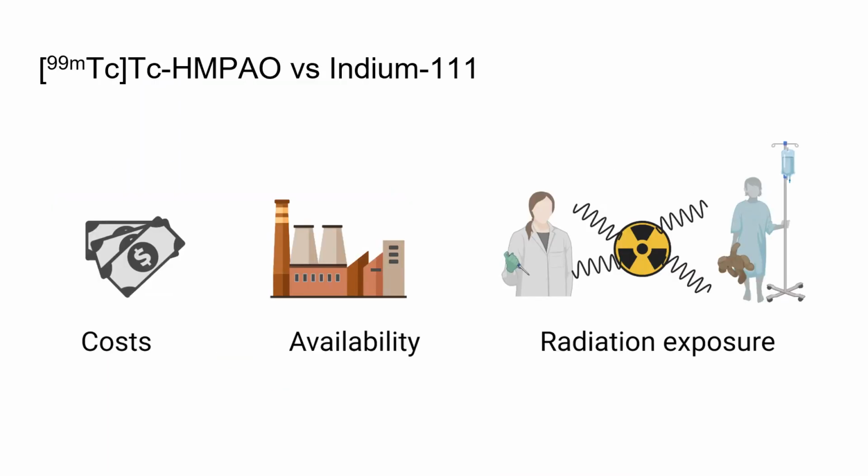There are two options as radionuclides: technetium HMPAO, which is widely available, cost-effective, and reduces radiation exposure, and then indium-111, which is not used that often anymore.